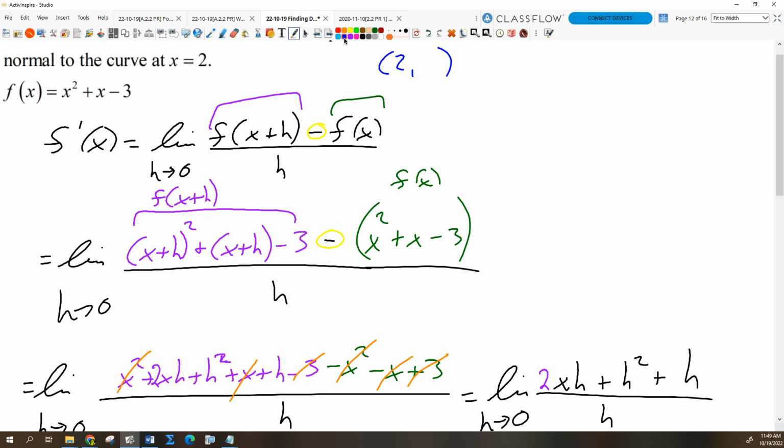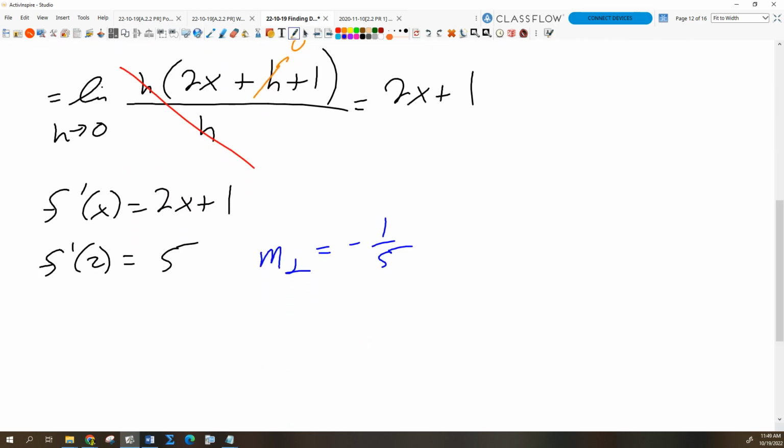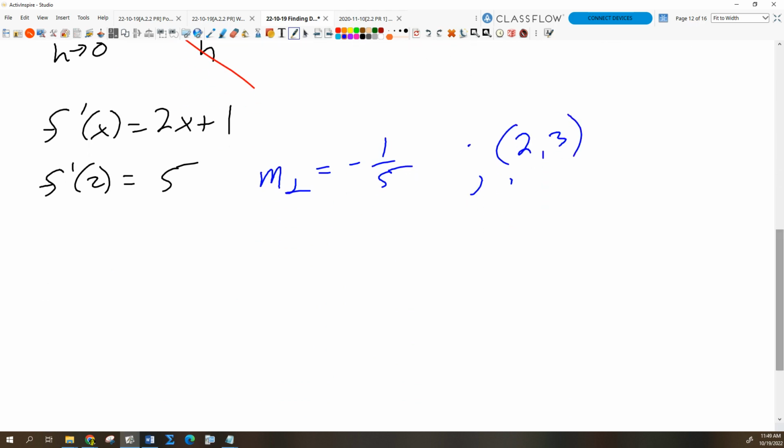Yeah, it's going to be 3, isn't it? I'm going to plug 2 in. f of 2 is going to give me 4 plus 2 minus 3, so I get 3. So now I've got a point, I've got a slope, I'm done, essentially. Right? So my line is just going to be y minus 3 equals negative 1/5 times x minus 2.